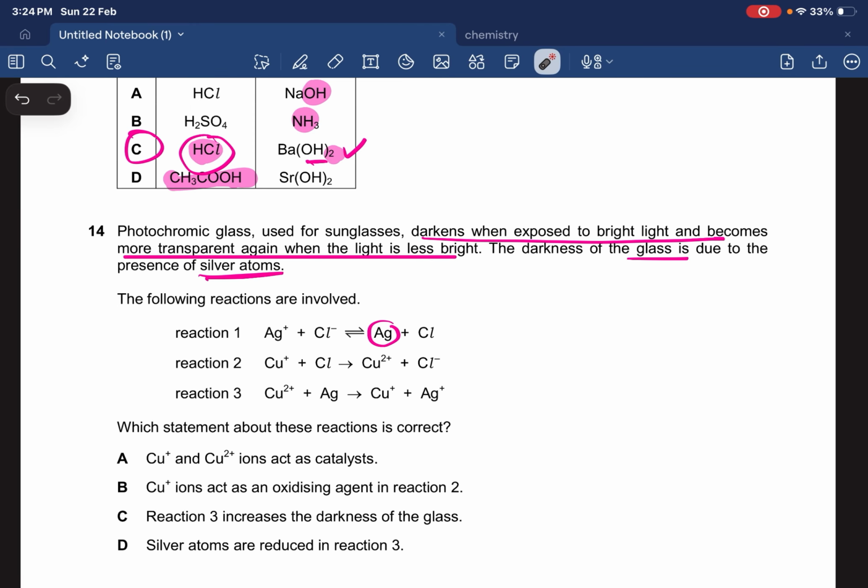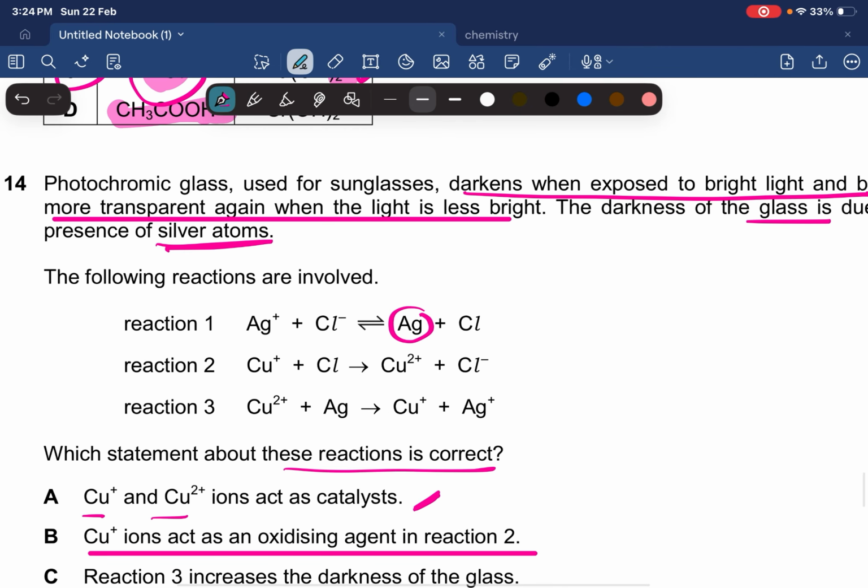Cu, we're going to see this at the end, because for catalysts, I always suggest seeing it at the end, because if all options are wrong, then it's got to be correct. Oxidizing and reducing we can do, but catalyst might be a little trickier. Cu plus 1 ions act as oxidizing agent in reaction 2. They're going from plus 1 to plus 2, so they're getting oxidized. So they're acting as reducing agents.